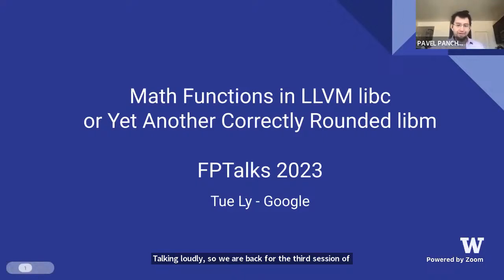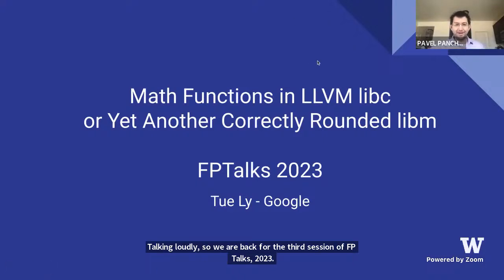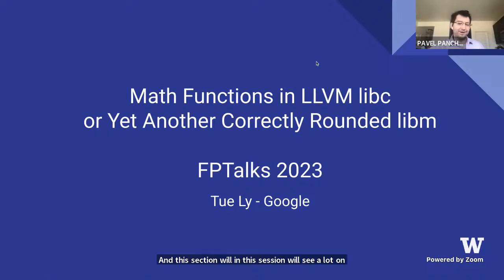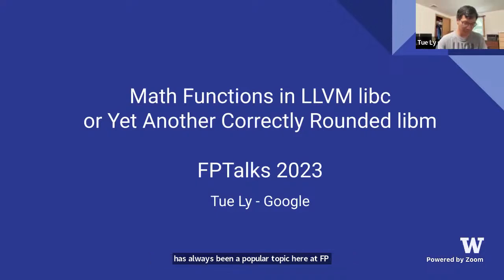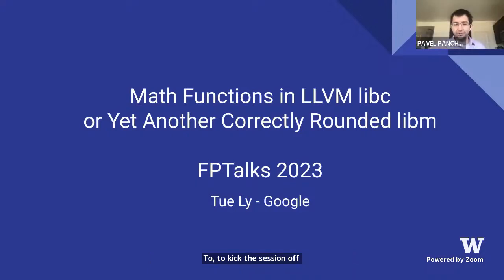And in this session, we'll see a lot on verification, correct rounding, and error bounds, which has always been a popular topic here at FPTalks. To kick the session off, I've got Tue Ly here. He's a software engineer at Google and more importantly on the LLVM project. And he's going to be talking about maintaining the LLVM libm implementations. So Tue, please take it away.